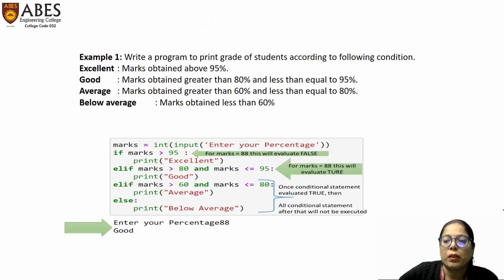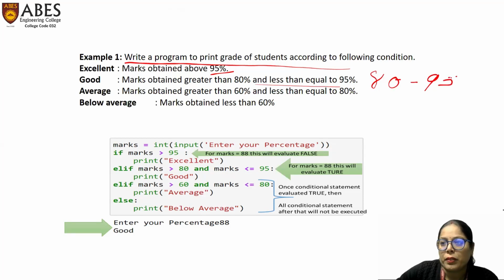Now we will see one example so that we can have a better understanding. Write a program to print the grade of students according to the following conditions. We have multiple conditions: if marks obtained are above 95%, you have to print excellent. If marks are between 80 and 95, sorry, percentage, it is not degree, it is percentage. If the number is between 80 to 95%, you have to print good.